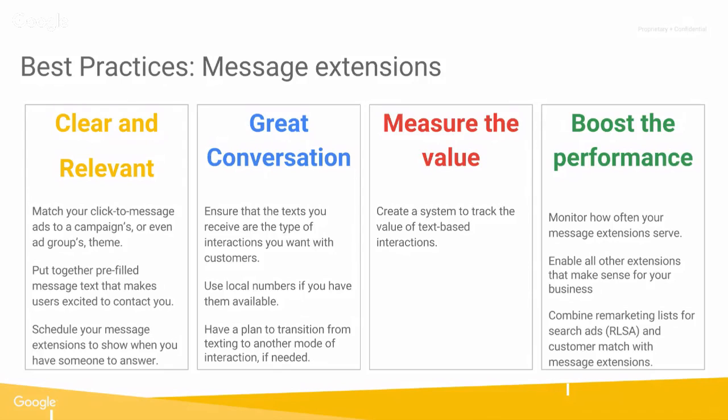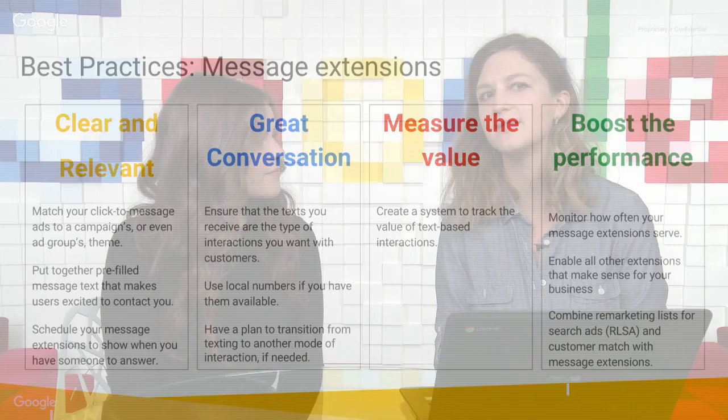A third part to be very clear and relevant is to make sure you're scheduling your message extensions to show when you have someone to answer. So you want to make sure that someone can, in a timely manner, message back. So if you're only available during business hours, or of course you can decide the schedule that you want to message back, that's a great way to make sure that you're starting off on a good foot with any potential customers. And a quick note on that as well, make sure that the phone number that you input has SMS capabilities, because you want to make sure it's not going to a dead end.